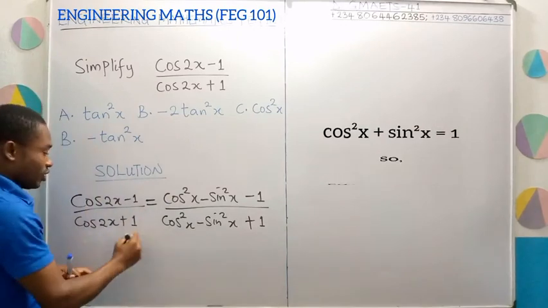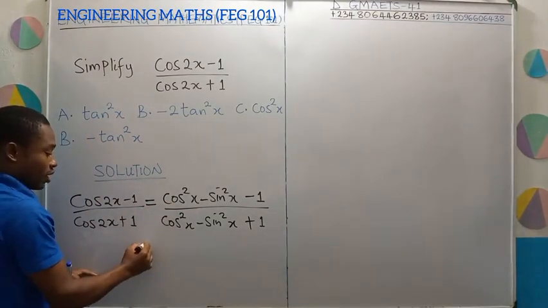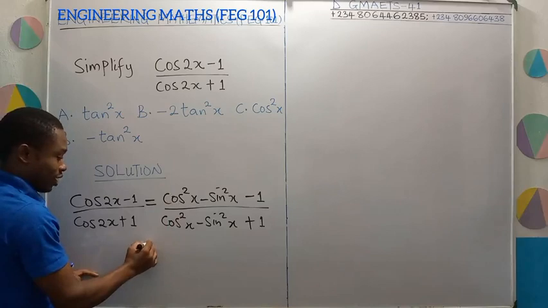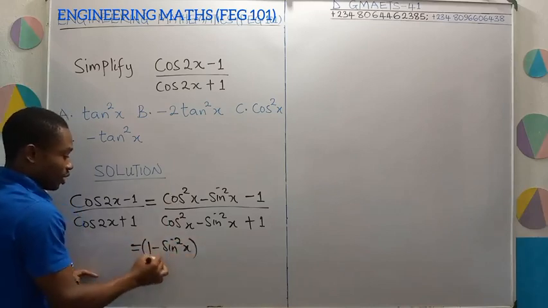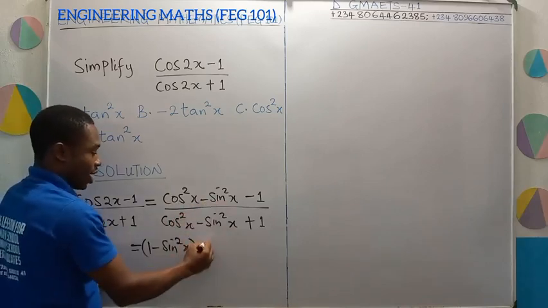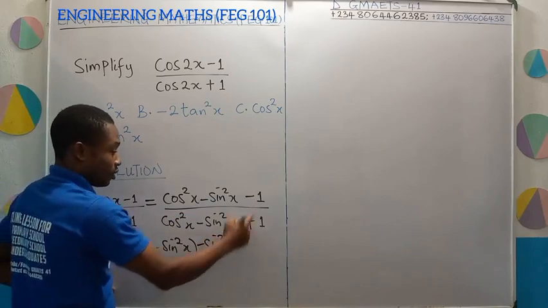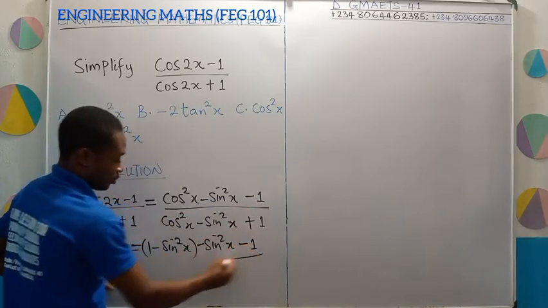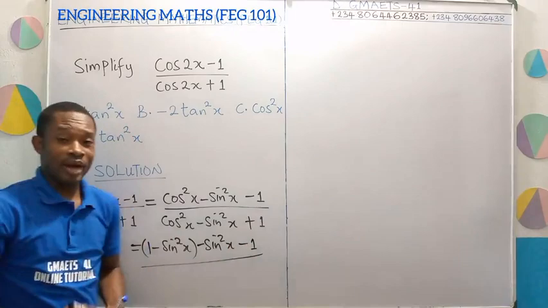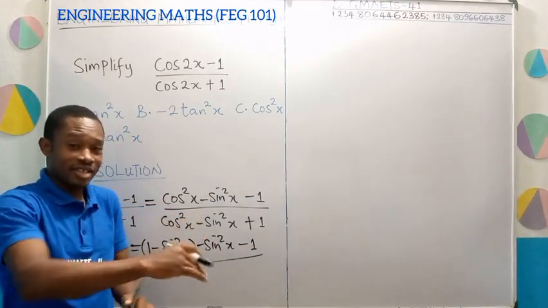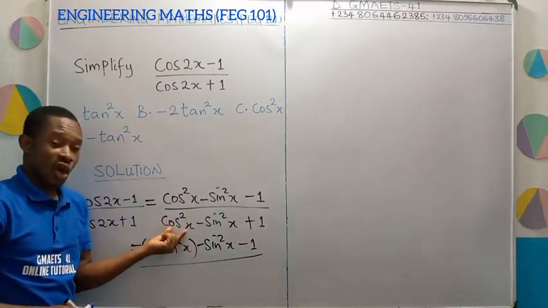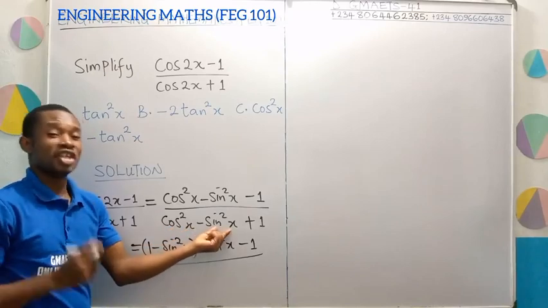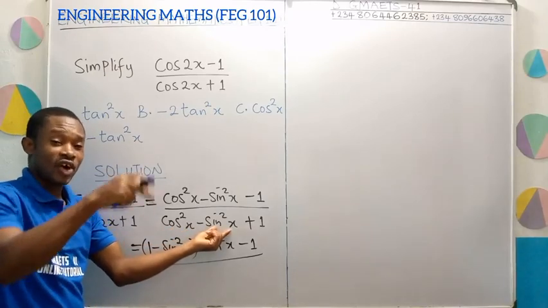This is going to be equal to cos square x, 1 minus sine square x, and then minus this sine square x, minus 1, all over. In the denominator, remember, I'm targeting cosine in that denominator, so I will maintain this cos square x and then change sine square x to contain cos square x.